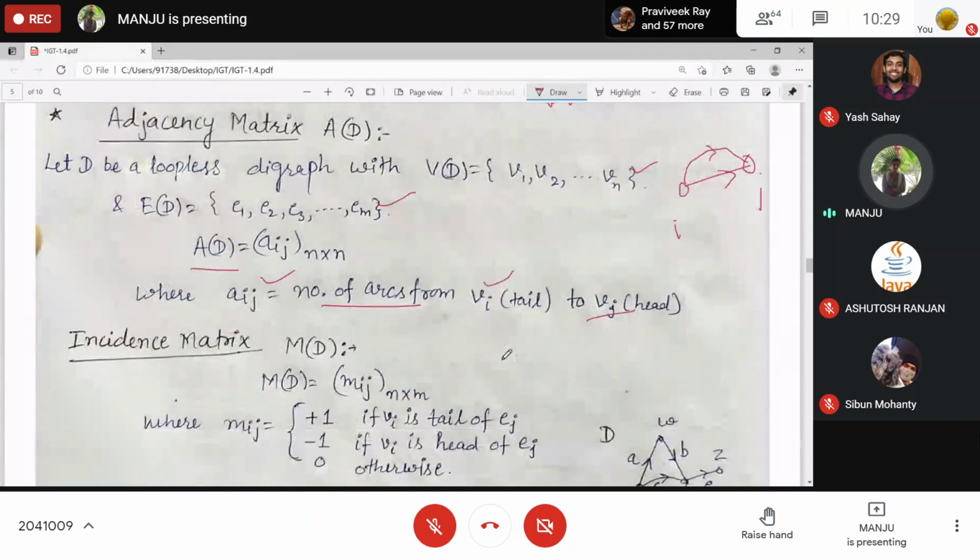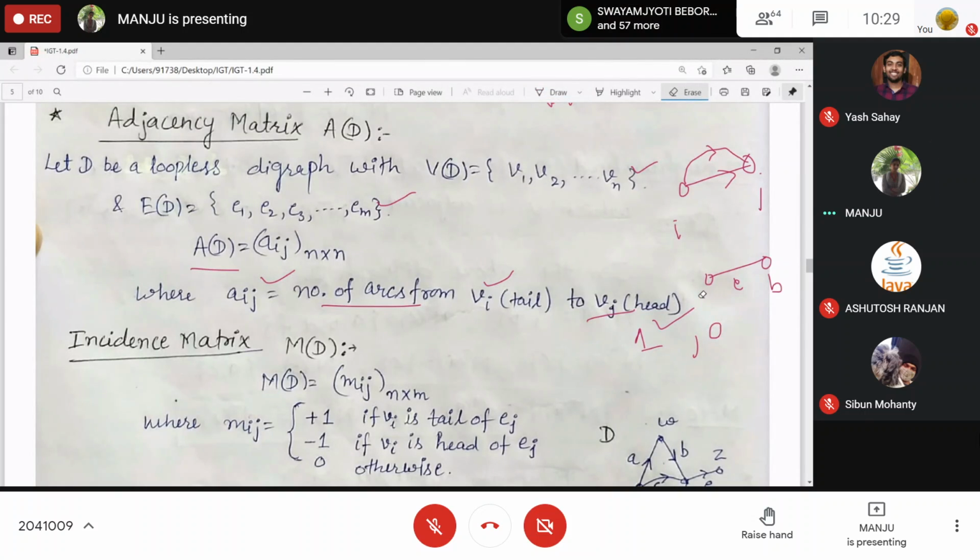Then we had the incidence matrix. There we had 1 and 0. If an edge is incident to the vertex, meaning A and B are the endpoints, then we can say A and B are incident with this edge E. So if incident to the vertex, we had 1, and if not incident, we had 0.